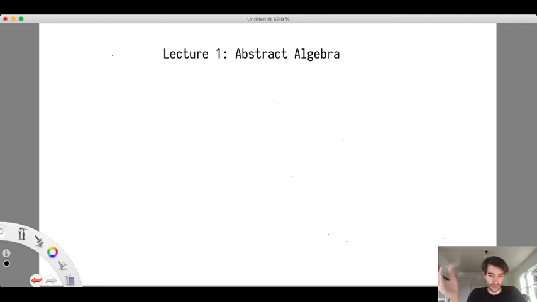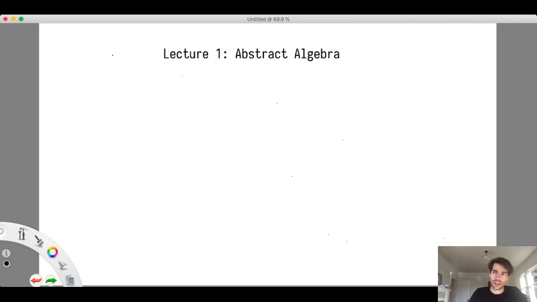So with that out of the way, let's move on to abstract algebra, which is going to be the topic of this first lecture. Now, I'm assuming quite a few people have at least some understanding of abstract algebra. And if you don't, please shout out and say so. At any point in these talks, feel free to yell out if you don't understand anything.